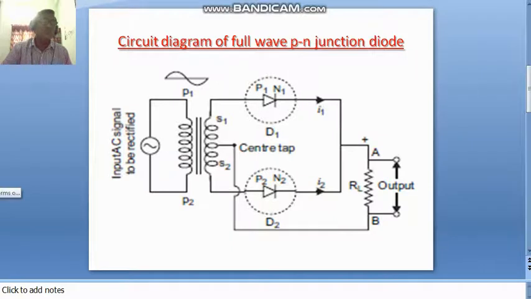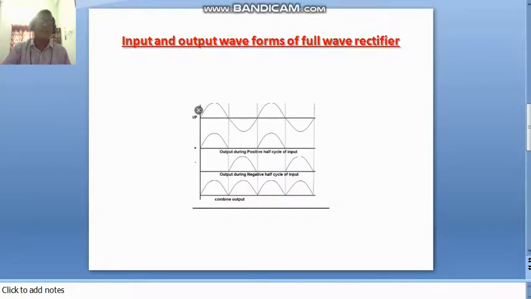If you come to the input and output waveforms of the full wave rectifier, we take time on the x-axis and voltage or current on the y-axis. Here this is the input wave. This is given to the input circuit by using the AC source. It is in the form of a sine wave. So this is a positive peak, this is a negative peak, again positive and negative. The wave passes through the diodes continuously.